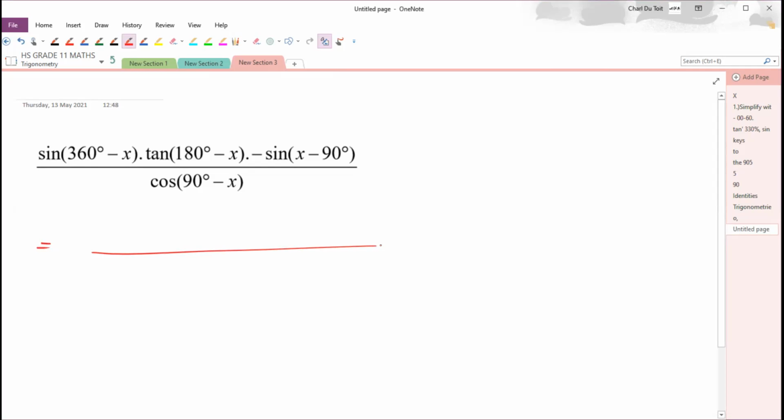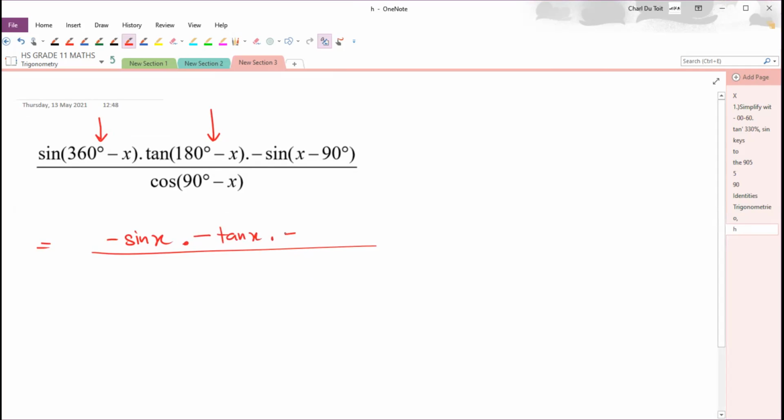Sir, is it possible that my answer can be sine x divided by cos x squared? I doubt it, but it's possible. Let's run through them. Okay, let's go. Fourth quadrant, negative sine x, times second quadrant, negative tan x.